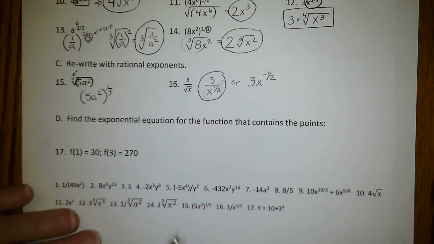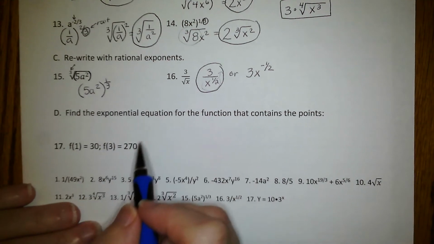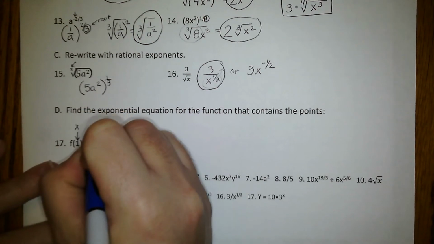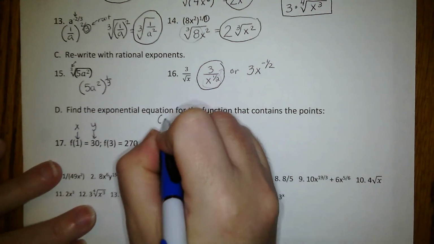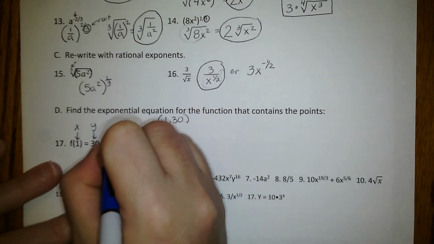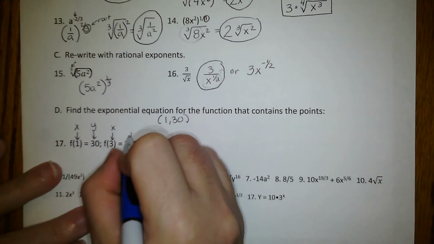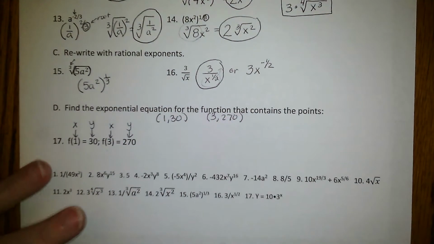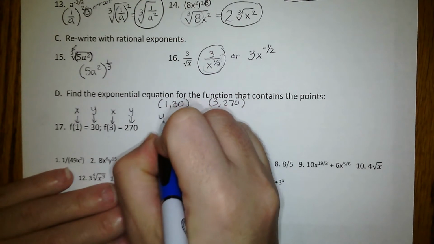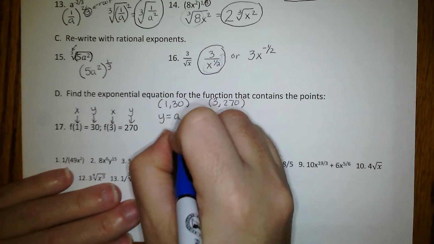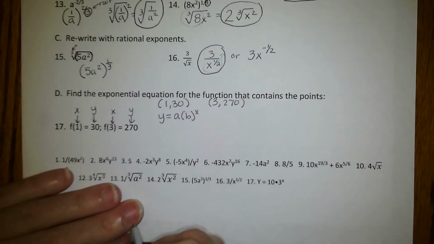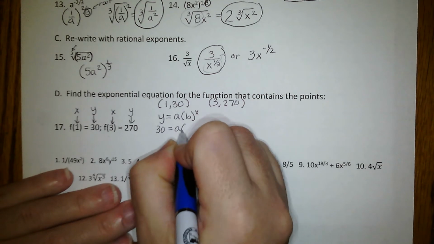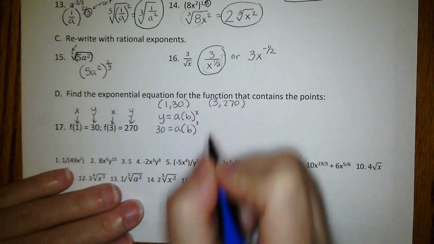And on our very last question, we are finding the exponential equation that contains these points. Remember that inside the parenthesis is the x and the outcome is y. So our first coordinate is (1, 30), and our second coordinate is (3, 270). The way you start this is you're going to write the exponential equation, y equals a times b to the x. You're going to substitute x and y in. So this is going to be 30 equals a times b to the 1st.